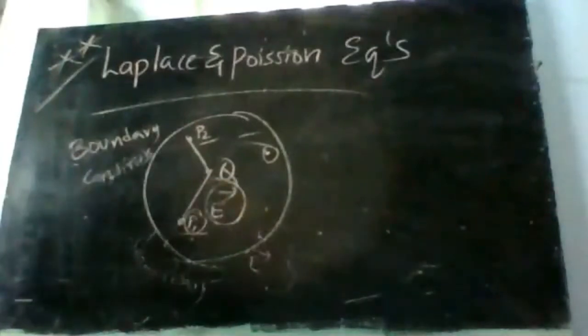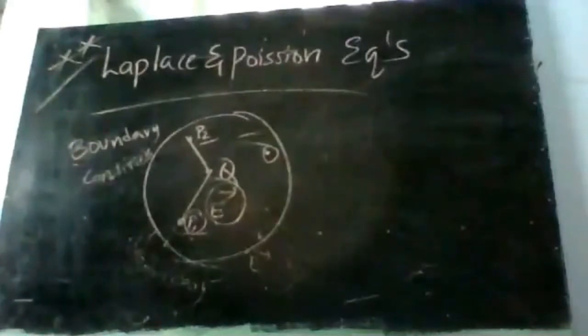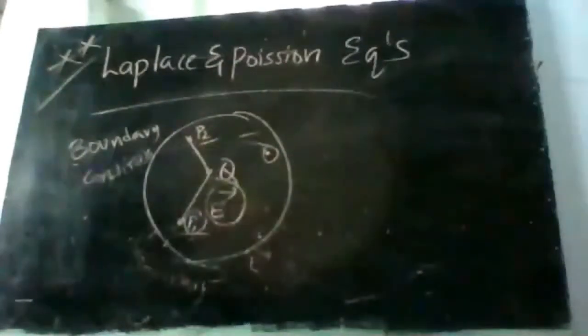Generally we use these methods. In practice we use the Laplace and Poisson's equations and the boundary conditions for evaluating the electric field in all the antenna measurements. In all the microwave and radar measurements, we use Laplace equations. Okay, that's why it is very important.